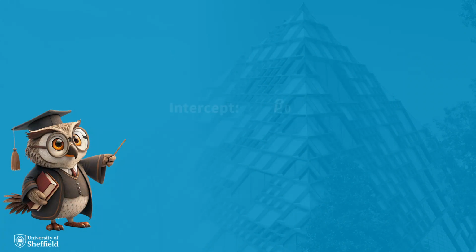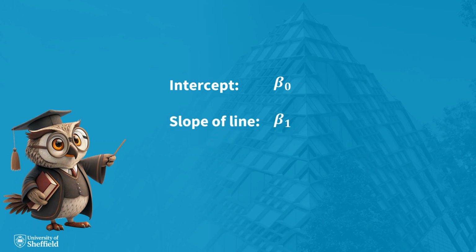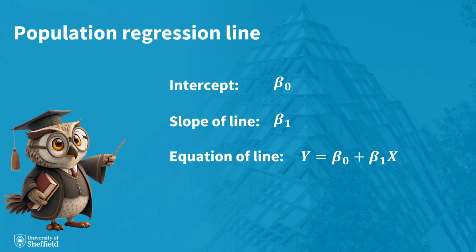Let's call the intercept beta 0. This is the point where the line crosses the y-axis, or the value of y when x equals 0. We can call the slope beta 1. This tells us by how much y changes when x increases by 1. Thus, the equation of the line can be expressed as y equals beta 0 plus beta 1 times x. We call this the population regression line as it represents the true relationship on average between x and y across the population. But not every child in the population will sit exactly on the regression line.